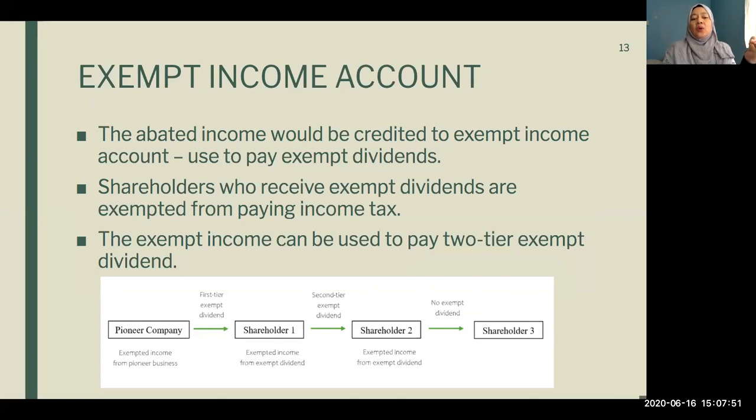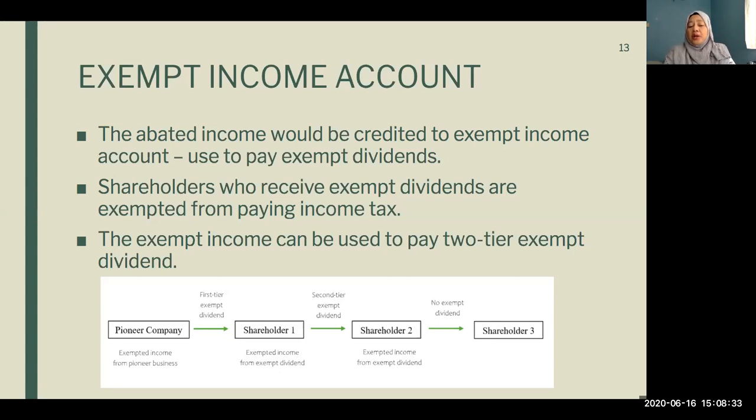And it says that the shareholder can be used to pay two-tier exempt dividend. What do you mean by two-tier? It means that you can give out dividend. All right, for example, in this case, Pioneer Company, exempt income from Pioneer Business, can pay out dividend from the exempt account. We call it a first-tier exempt dividend to shareholder one. Shareholder one could be an individual, it could also be a company. All right. So let's assume that shareholder one is a company. So say the Pioneer Company just now pays out 10,000 ringgit dividend, exempt dividend. Yes. 10,000 is too small, it's just an example.